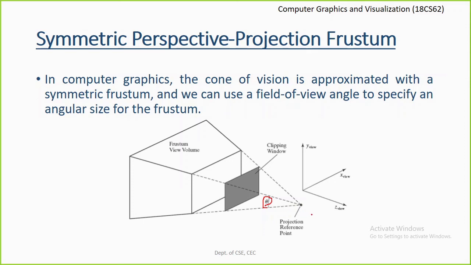So we have the projection reference point, again we have the frustum, we have the clipping window, but here we have one more thing called the field of view angle that determines how much of a given scene a particular frustum view volume is going to capture. Anything that is beyond the field of view angle will be clipped by the clipping window, and that will not be projected onto the view plane. Okay, that is about the field of view angle.